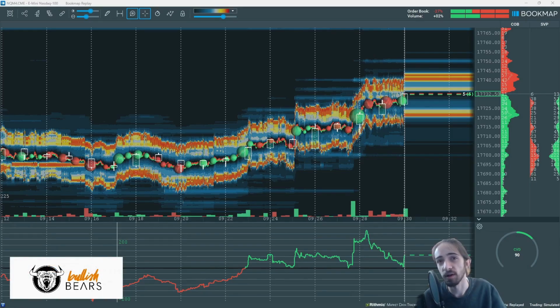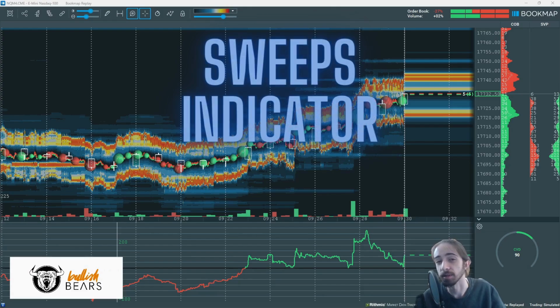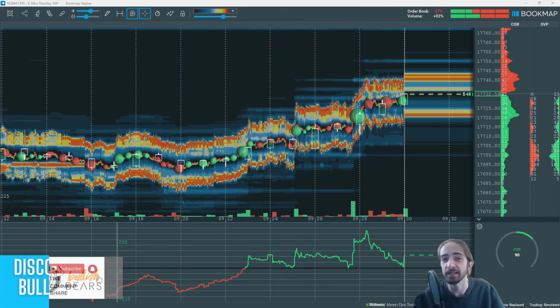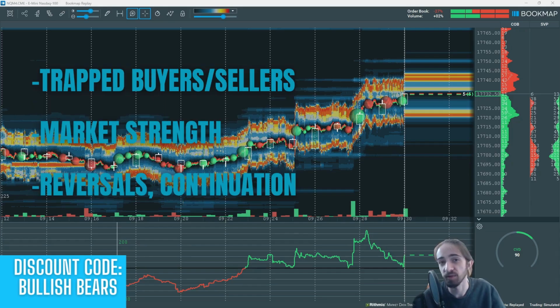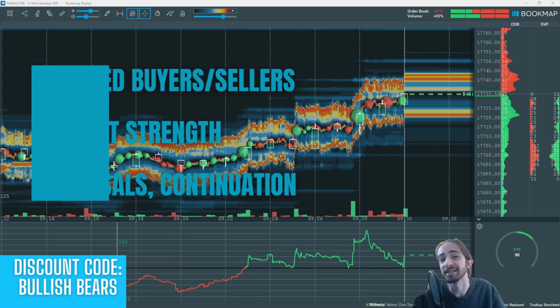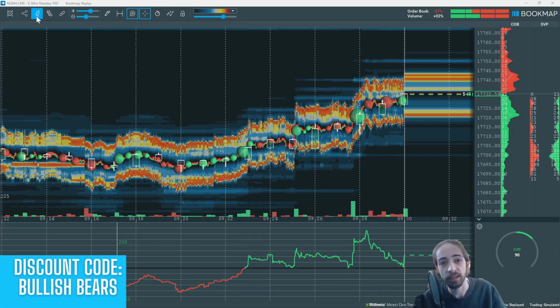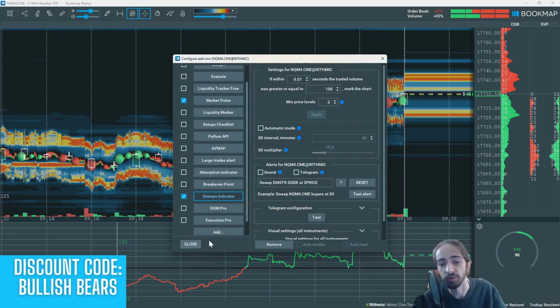In today's video, I'm going to be showing you guys how to use the sweeps indicator on Bookmap. The sweeps indicator is a fantastic tool. It shows where large orders are hit, and a lot of times we will see these at areas of interest, at key levels, and also at your previous highs and lows. Think of them as stop hunts. So let's get into the tool itself and I'll show you a little about it.